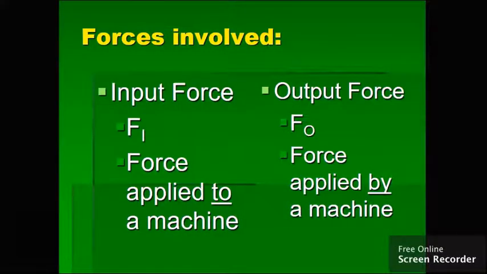So if there's a machine, then it doesn't work by itself. I have to do some work to it, or something has to do some work to it. In the most basic examples, it's usually a person doing the work. So I am doing a force onto the machine. We call that the input force. That's the force applied to a machine. And then the machine does its little machine thing, and then the machine outputs a force. And that output force is the force applied by the machine.